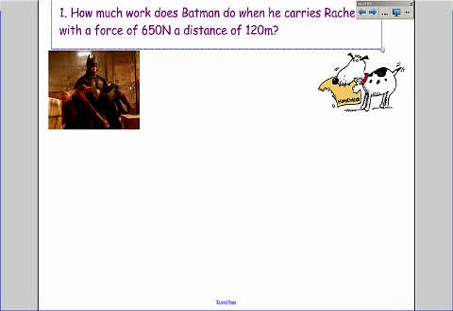So now, for the next 3 questions, what I would like you to do is answer them. We're going to be going over them tomorrow in class. You need to include your formula, your work, and your final answer in significant digits. So number 1, how much work does Batman do when he carries Rachel with a force of 650 newtons, a distance of 12 meters?